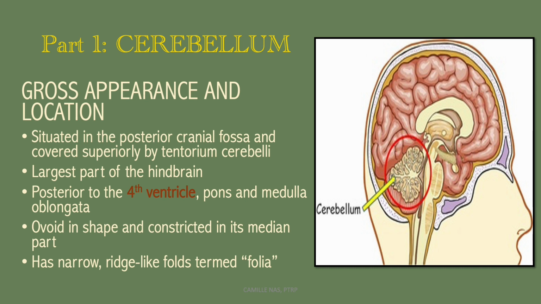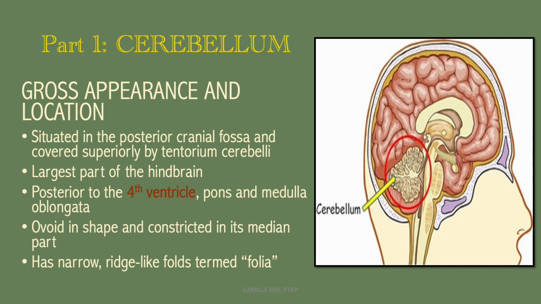So now let's move on with the gross appearance and location. So this is now the anatomy of your cerebellum. Your cerebellum is situated in the posterior cranial fossa and it is covered superiorly by the tentorium cerebelli. So that's why the other name of your cerebellum is your hindbrain, remember? So this is found posteriorly, specifically at the posterior cranial fossa. This is the largest part of the hindbrain and it is found posterior to the fourth ventricle, pons, and medulla oblongata.